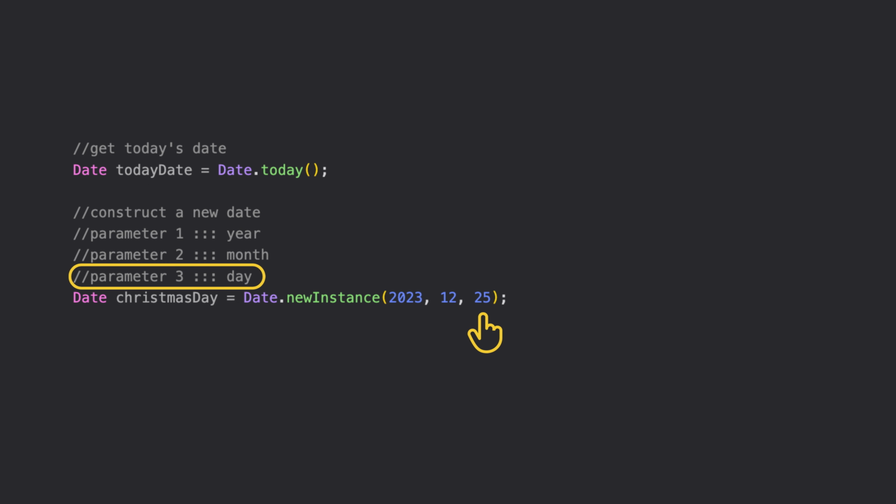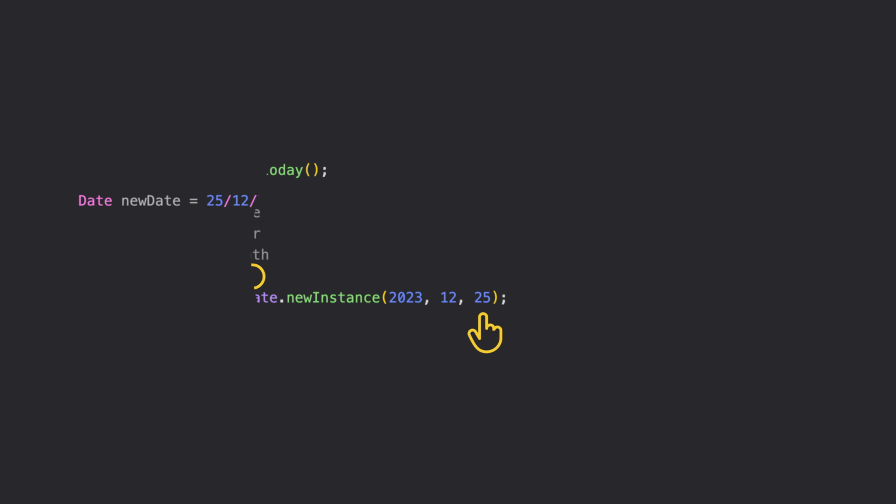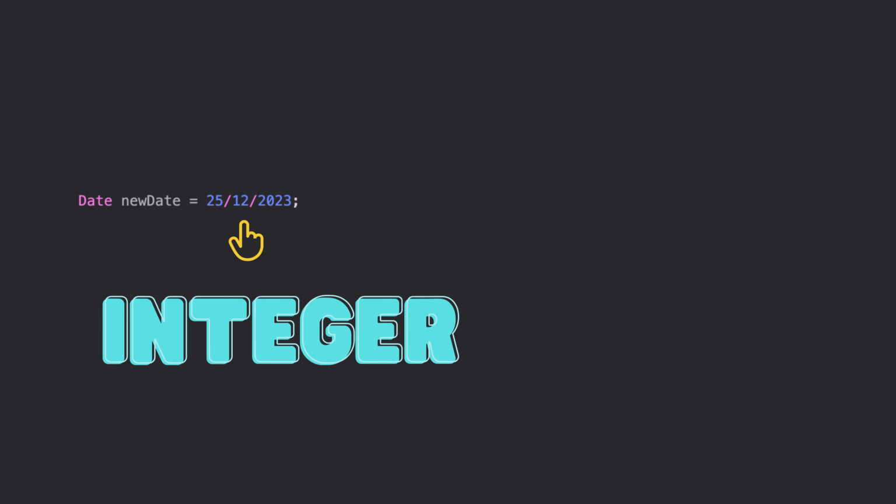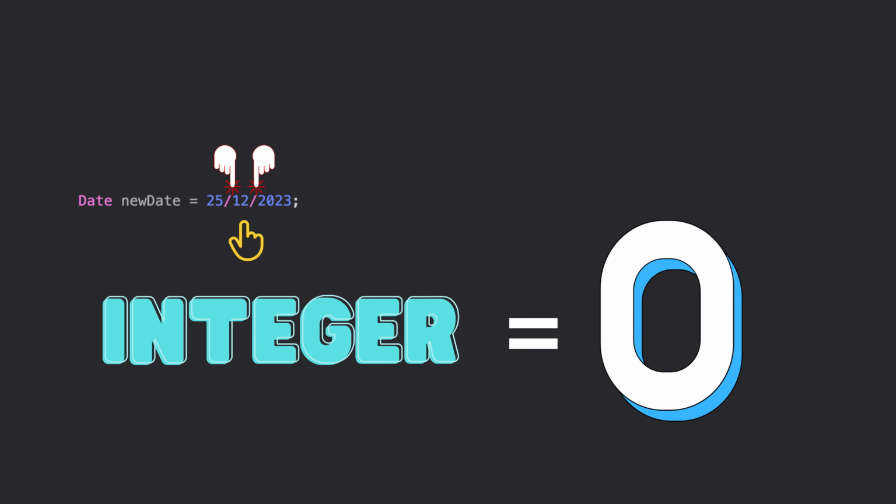Now, you might be wondering, why don't we just assign a value in a human readable format instead of using the date class? And the answer is Apex doesn't support that. For instance, we define a date in the following pattern: What will happen now is that Apex will interpret this as an integer, and because integers can't have a forward slash in them, Apex will rewrite the whole expression as 0. As a result, we get an error saying illegal assignment from integer to date.